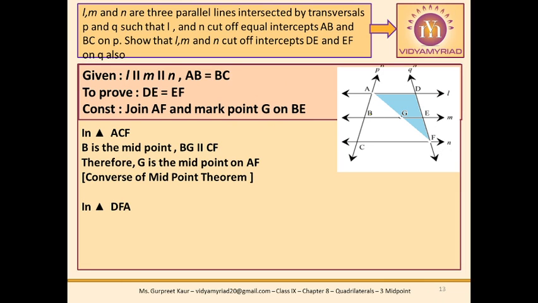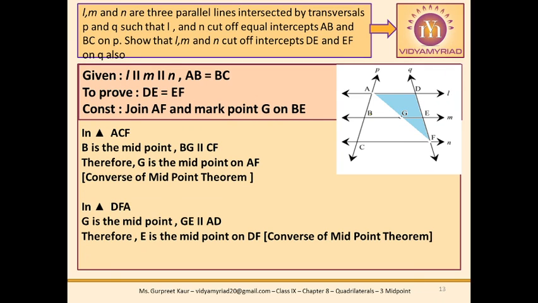Now let us take the triangle DFA. In that case, G is the midpoint, just now we have said that. So what will happen if G is the midpoint and GE is parallel to AD? So E is also the midpoint because of the converse of midpoint theorem. Thus, DE is equal to EF.